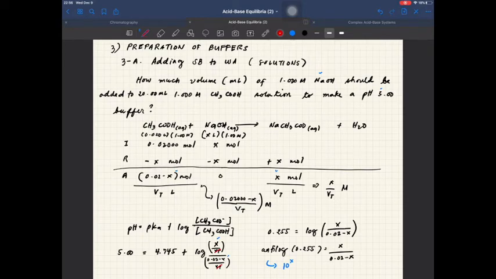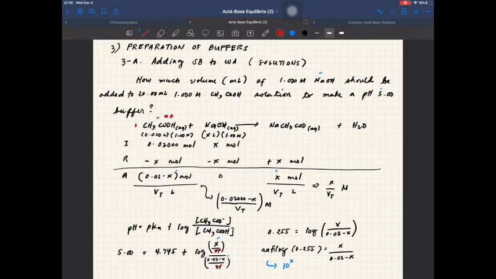Next, we're going to talk about the preparation of buffers. How are buffers prepared? One way to prepare a buffer solution is by adding strong base to weak acid or strong acid to weak base. Suppose we have this example provided here. How much volume of 1 molar sodium hydroxide should be added to 20 mL of 1 molar acetic acid solution to make a pH 5 buffer? We have this equation for that. This is an acid-base equation.